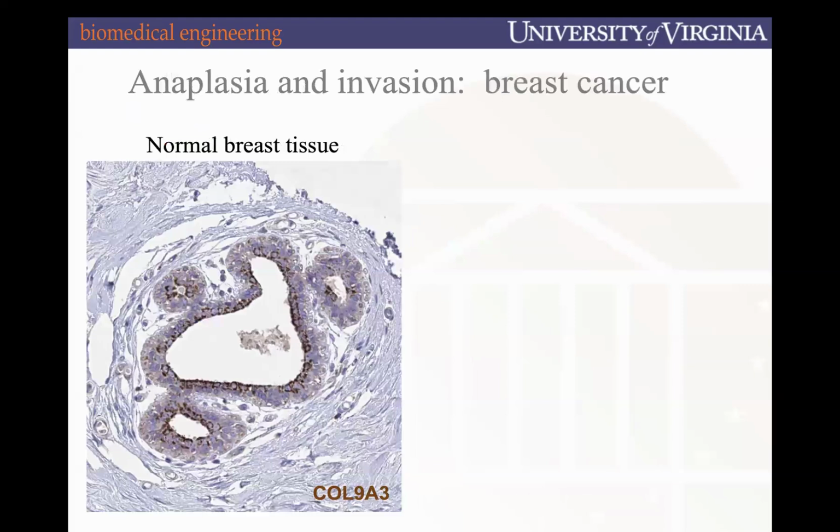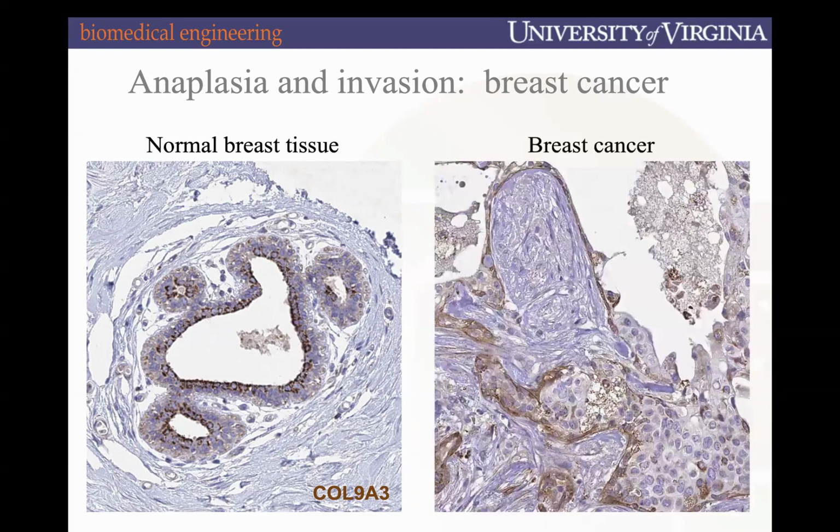When we think about anaplasia and invasion, again going to breast cancer, this is a histology slide of normal breast tissue that stains for collagen 9 alpha 3, one of the key markers for triple negative breast cancer. This is what it typically looks like in normal mammary tissue. But when we look at a slide of triple negative breast cancer, we can actually see an invasion into the surrounding tissue. Here in the normal breast tissue, we have this epithelial gland with a lining of epithelium with collagen 9 all around it.